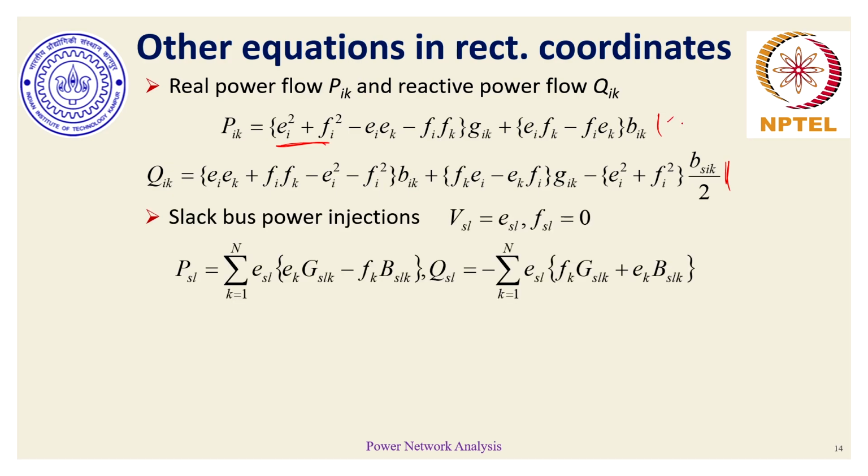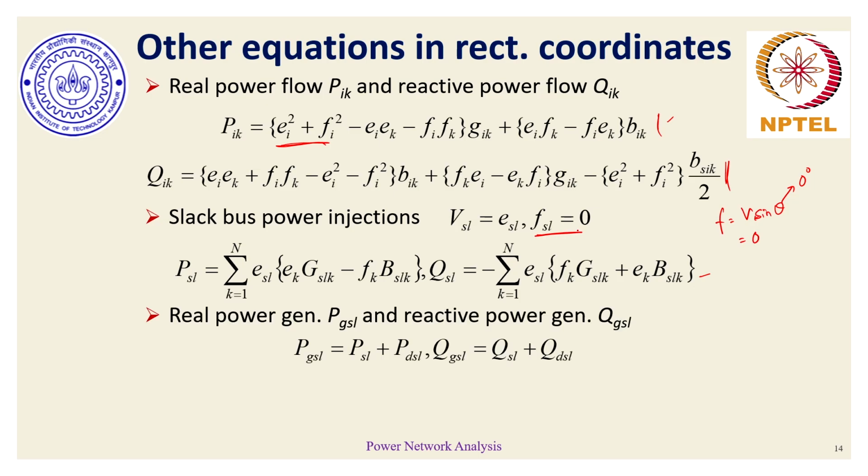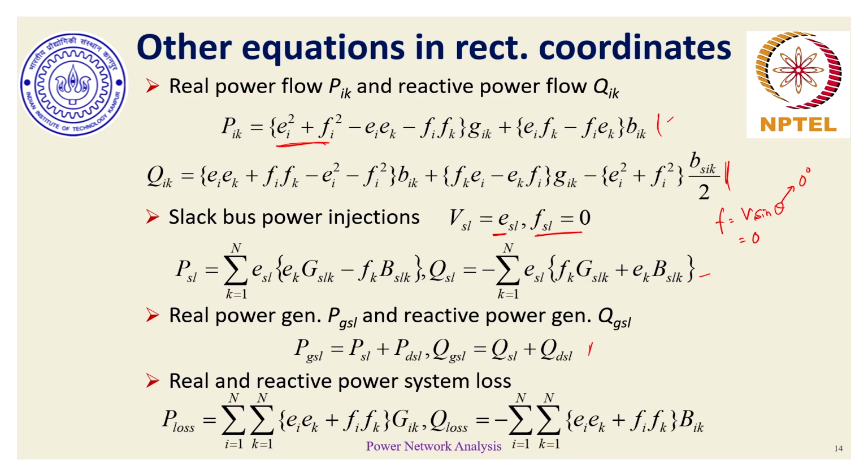Slack bus power generations can also be evaluated. Since for the slack bus, the voltage magnitude is specified and voltage phase angle is 0, F for the slack bus, which is V sin theta, if theta is chosen as 0 degrees, F would be 0, and that's the reason why FSL, SL representing slack bus, becomes 0. The corresponding real part of voltage is the same as the voltage magnitude. And on similar lines, you can find the corresponding real and reactive power generations of the slack bus in rectangular coordinates, and the same also holds true for the active and reactive power loss.